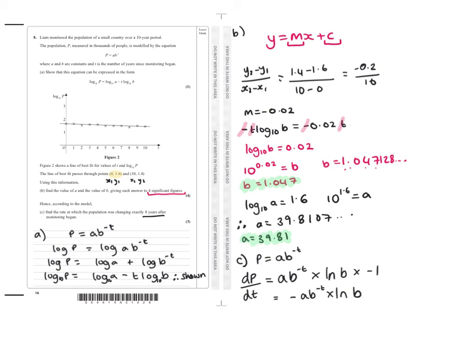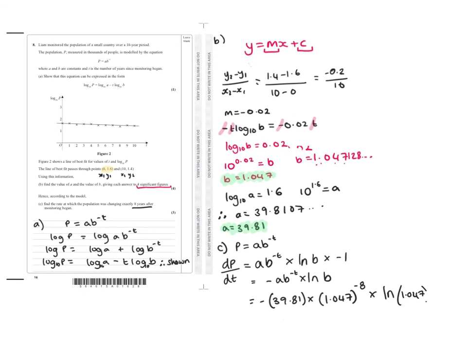So we know we're going to substitute in, so this equals minus a, 39.81, multiplied by b, 1.047, to the power of negative t, our t is 8 because it's 8 years, multiplied by ln, and then b, which we know is 1.047. Just to reiterate, if you're confused with this, go back to the differentiation chapter. It was part 2, section 2, differentiating exponentials and logs, okay, and you'll see the proof there as to why this works.